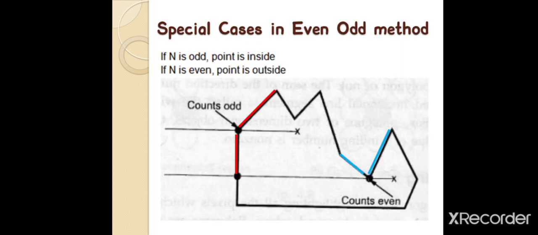Let us take an example. So these are the special cases. Here is the vertex. Here is the question point which needs to be determined as inside or outside. Consider the outside point, and draw a line between these two.